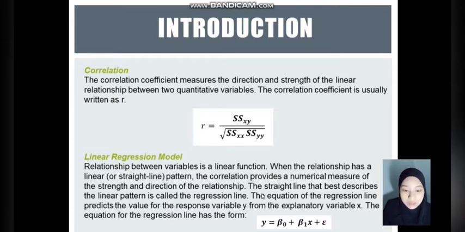And lastly, there is plus a random error. So this is the formula for the regression line. So the formula is y equals beta 0 plus beta 1 x plus random error. So that's all from me.